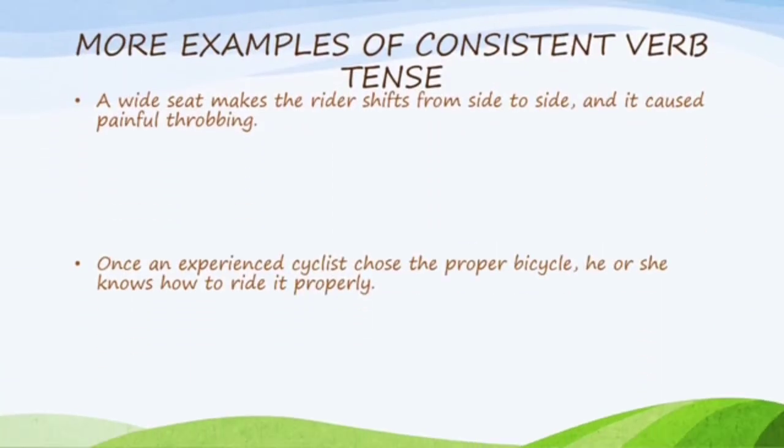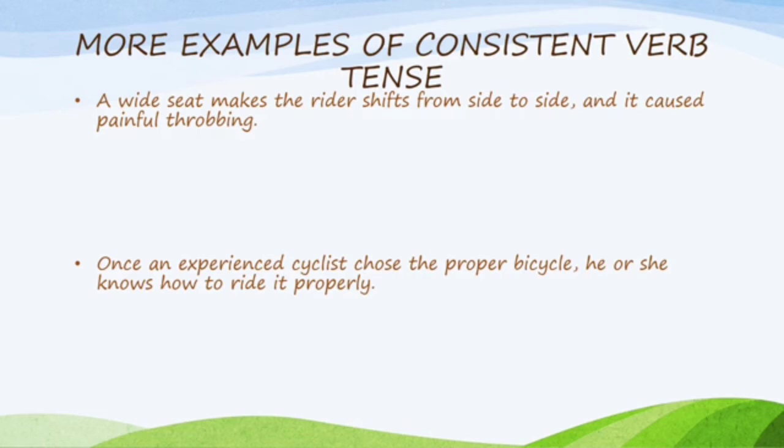Let's look at more examples of consistent verb tense. We have two examples here, and let's see how we go about maintaining verb tense when we are writing. Now the first sentence reads, a wide seat makes the rider shift from side to side and it caused painful throbbing. The second one reads, once an experienced cyclist chose the proper bicycle, he or she knows how to ride it properly. Now, our task here is to see whether there are inconsistencies, and if there are inconsistencies, we make possible corrections so that the sentence becomes grammatically correct.